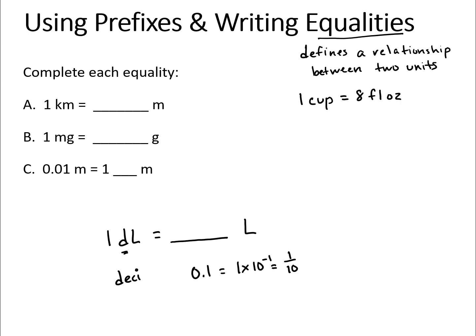To fill in this equality, which equalities have equal signs, that's the way you can remember it, we replace the deci with the number that it means. So you write 0.1. And that completes the equality. 1 deciliter is equal to 0.1 liters. If you wrote 1 times 10 to the minus 1 or 1/10, those would all be correct. Same thing. Is everybody with me?